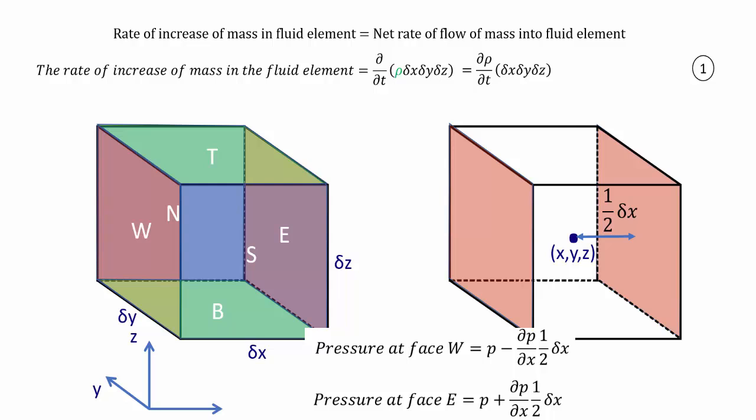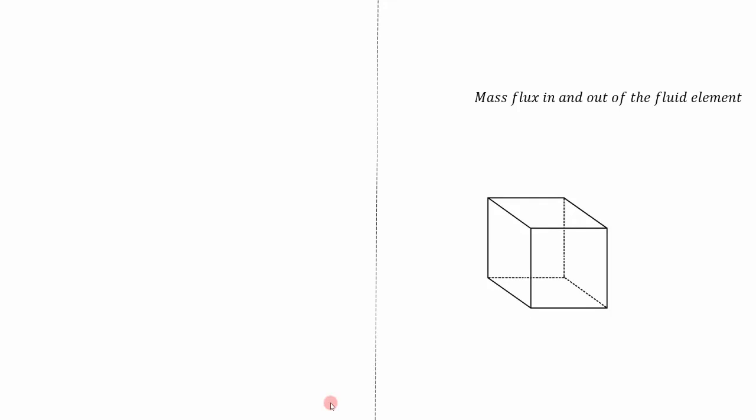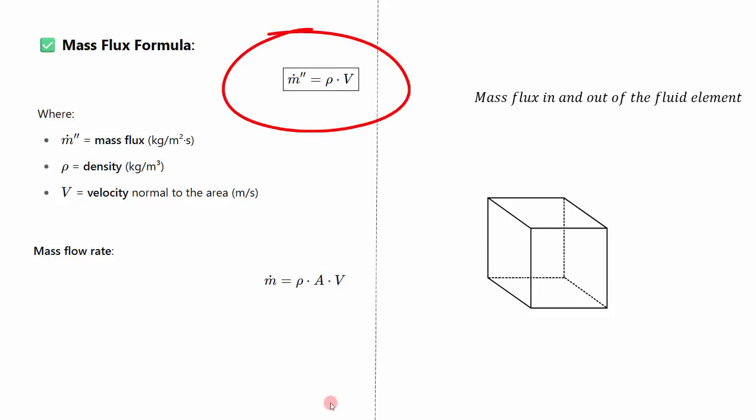And this is the quantity of the length, and half into del x is the distance that we are having here. Here we have put plus instead of minus because it is in the positive direction. So now we have to write down the mass flux in and out of the fluid element. We know that mass flux is the mass flow rate per unit area. So we know the formula for mass flow rate, that is rho A v. So if it is mass flux, we have to divide the area from that. So we will be getting rho into v. So density into velocity gives the mass flux.